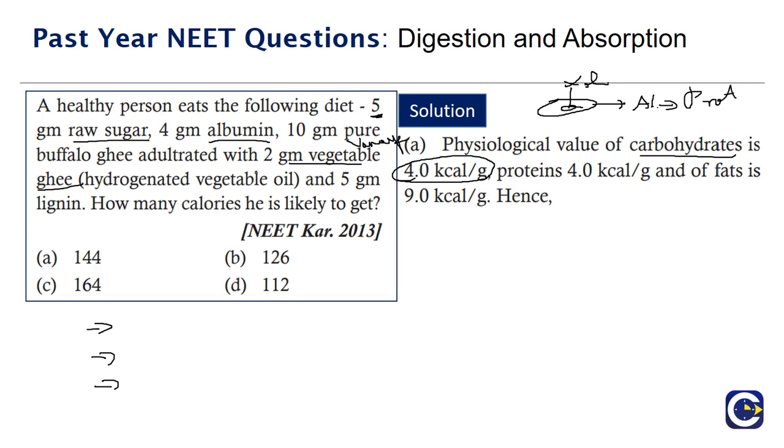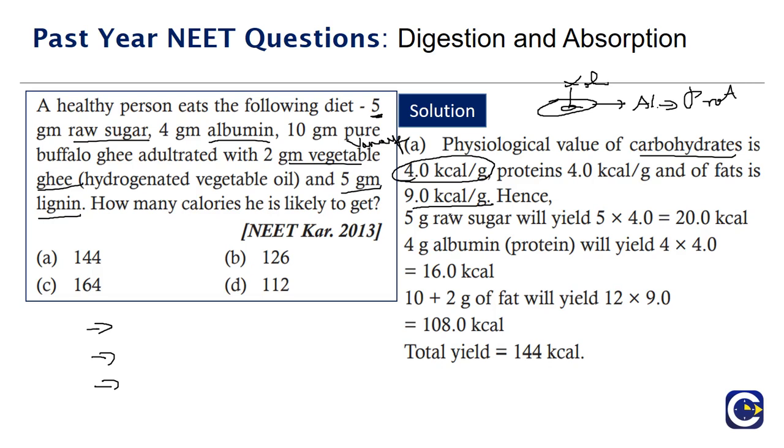Okay, and we have buffalo ghee adulterated with 2 grams of vegetable ghee, which is vanaspati. So fat is given as 9 kilocalories per gram. And lignin, what is lignin? It's a plant substance, that is, it is present in the walls of the cells.